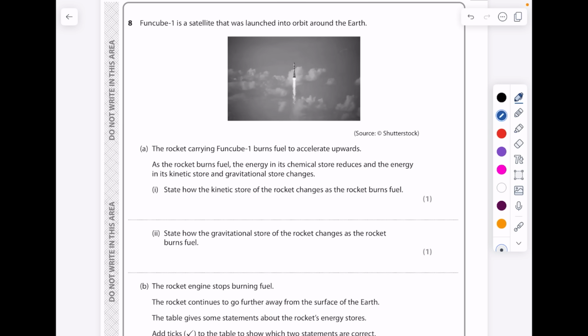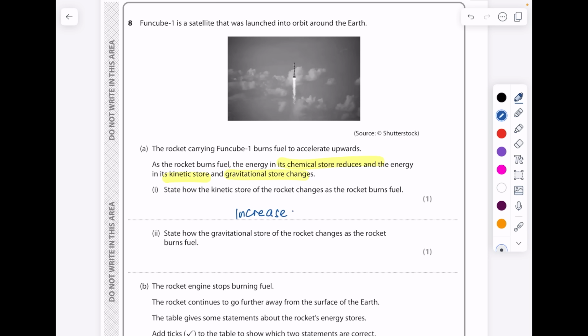FunCube 1 is a satellite that was launched into orbit around the Earth. The rocket carrying FunCube 1 burns fuel to accelerate upwards. As the rocket burns fuel, the energy in its chemical store reduces because it's using up the fuel. The energy in its kinetic store and gravitational store changes. State how the kinetic store of the rocket changes as the rocket burns fuel. Well, it's going to be moving faster, so it's going to increase.